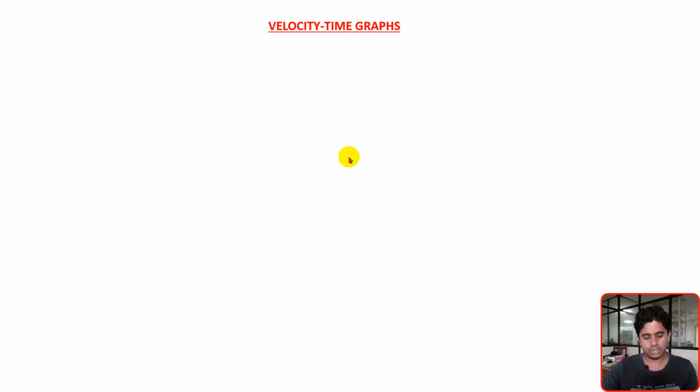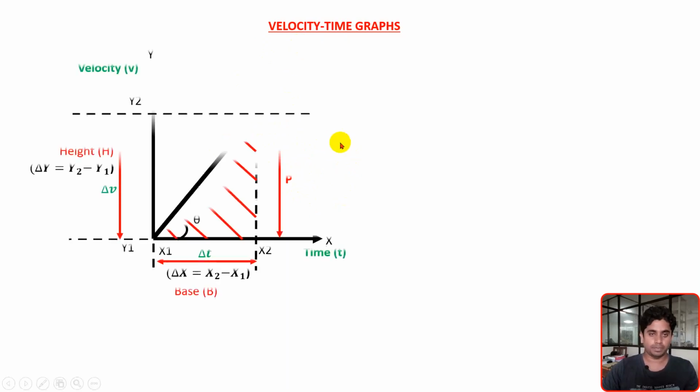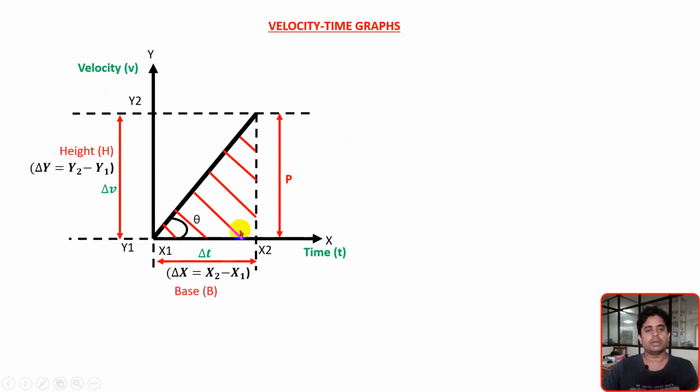Hello everyone. In the last video we discussed the distance time graph. In this video we will discuss the velocity time graph. Again we will consider the same graph, but the only difference between the earlier distance time graph and this graph is that on the y-axis here we have taken velocity, and on the x-axis time.